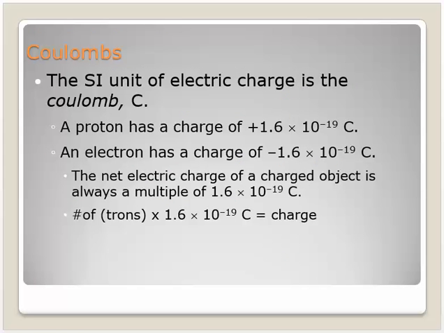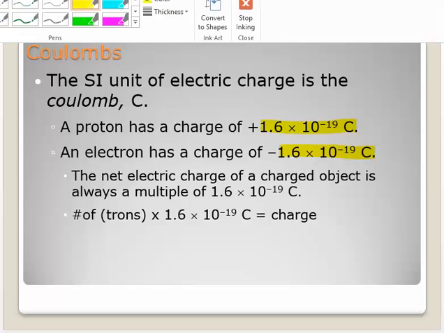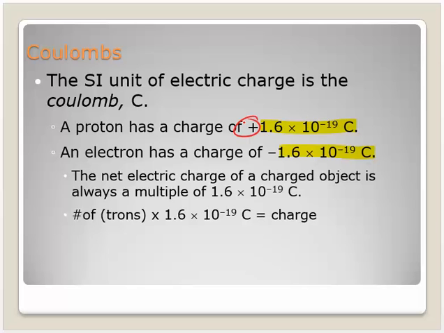Coulombs. The SI unit of electric charge is the coulomb. This is something that's going to be hard for you because it's not used very often in everyday language. But a proton has a charge of 1.6 times 10 to the negative 19th coulombs. An electron has a charge of negative 1.6 times 10 to the negative 19th coulombs. What I want you to see is that they have exactly the same charge. The only difference then is out here in front. A proton is positive and an electron is negative. That's the only difference between the two.